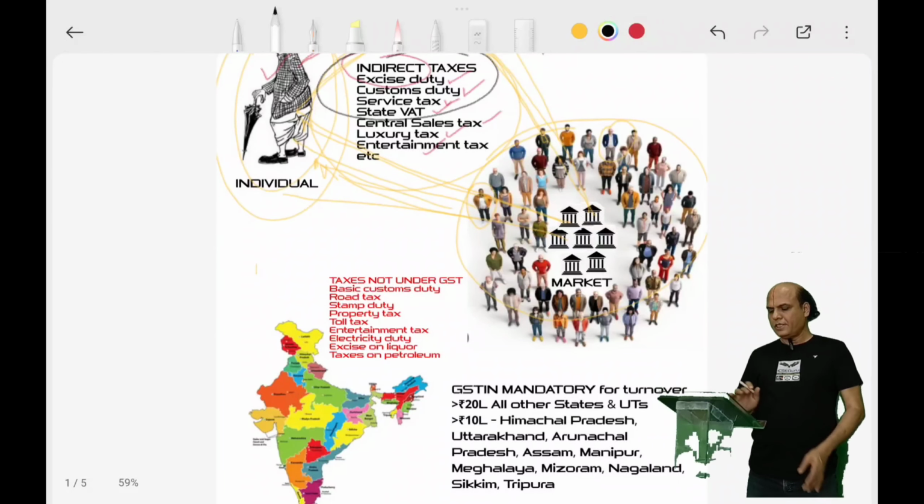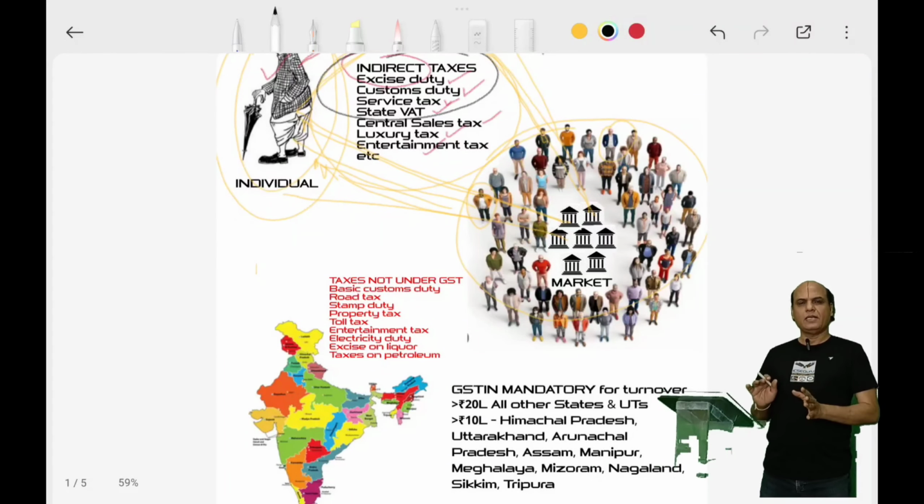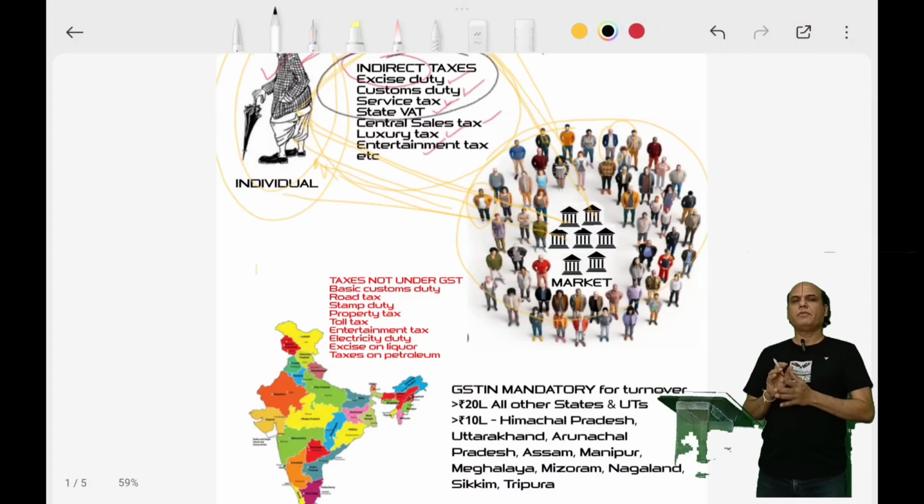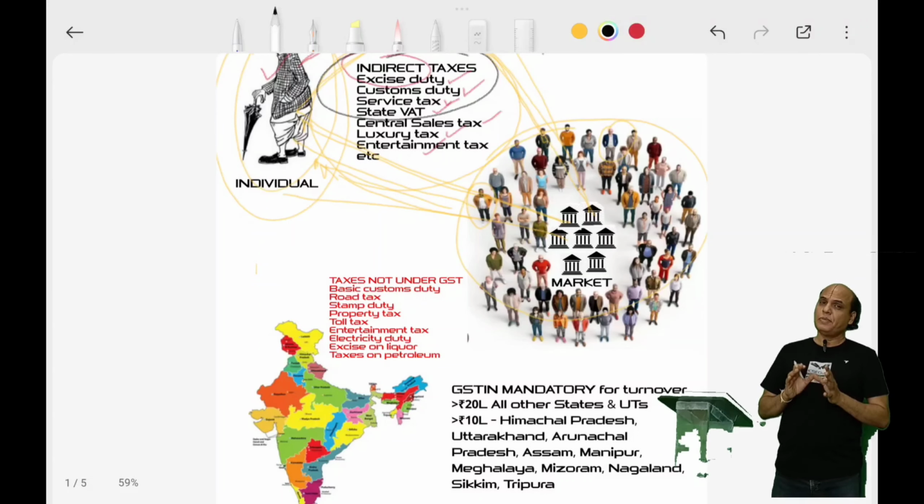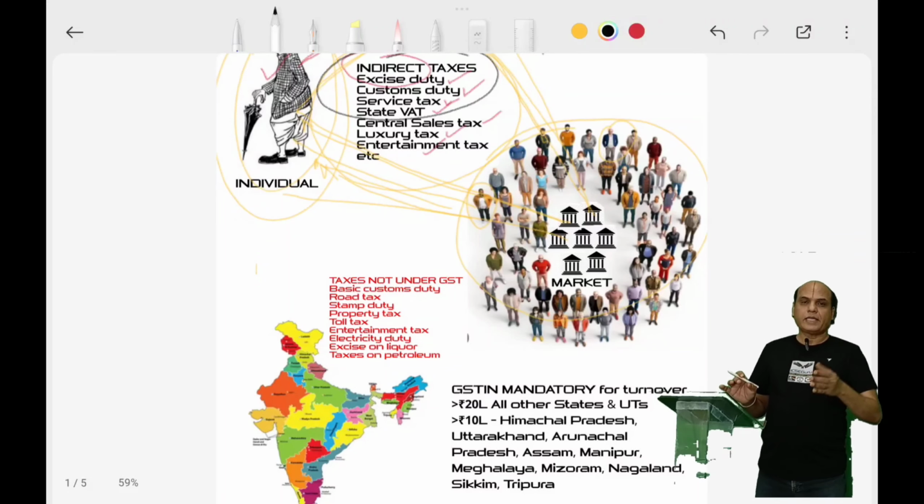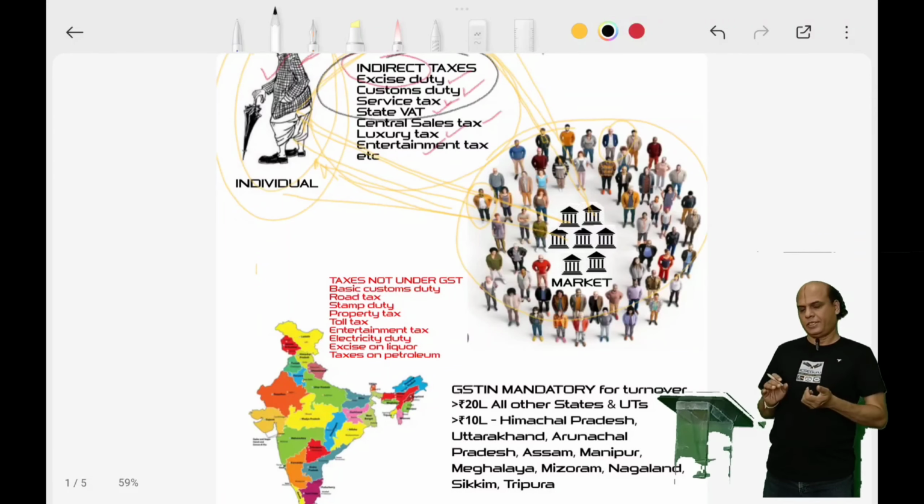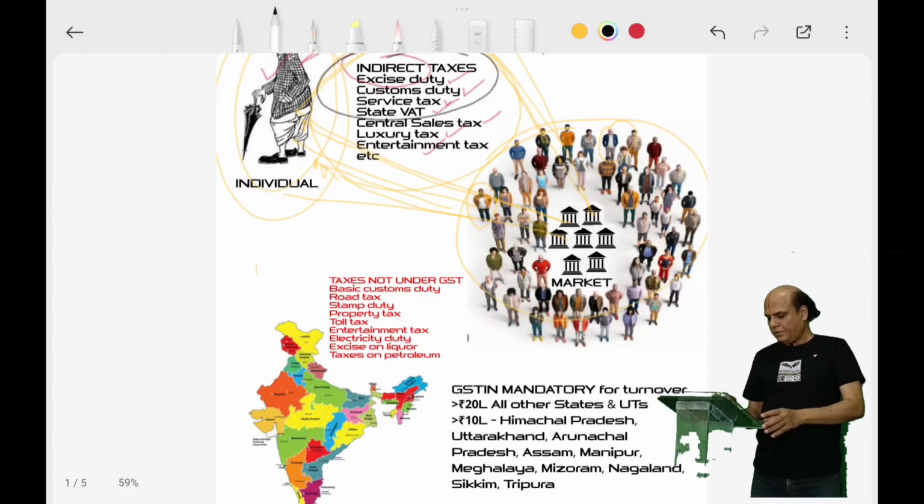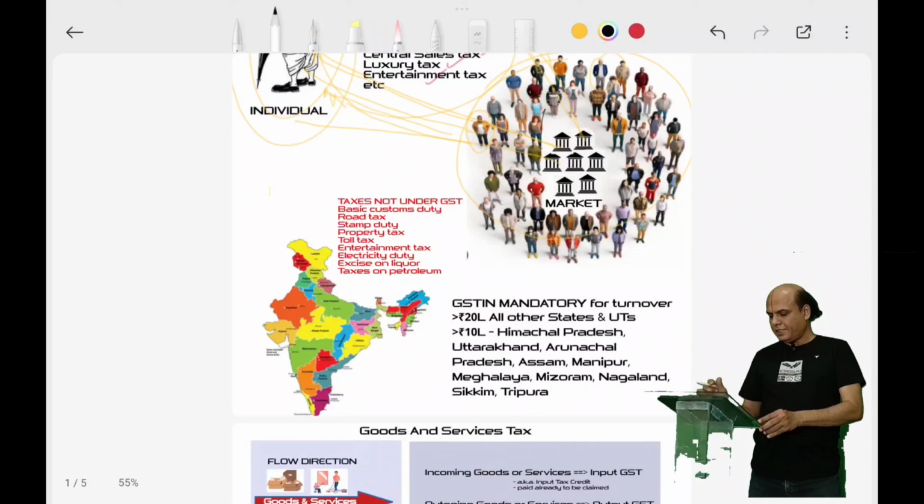Now under goods and services tax, still there are certain taxes that do not fall under the purview of goods and services tax. You should be aware of these nitty-gritties, because such questions can appear in MCQs, like what taxes are not included in GST. This could be one question. So here I have listed down these taxes. Taxes that are not under GST.